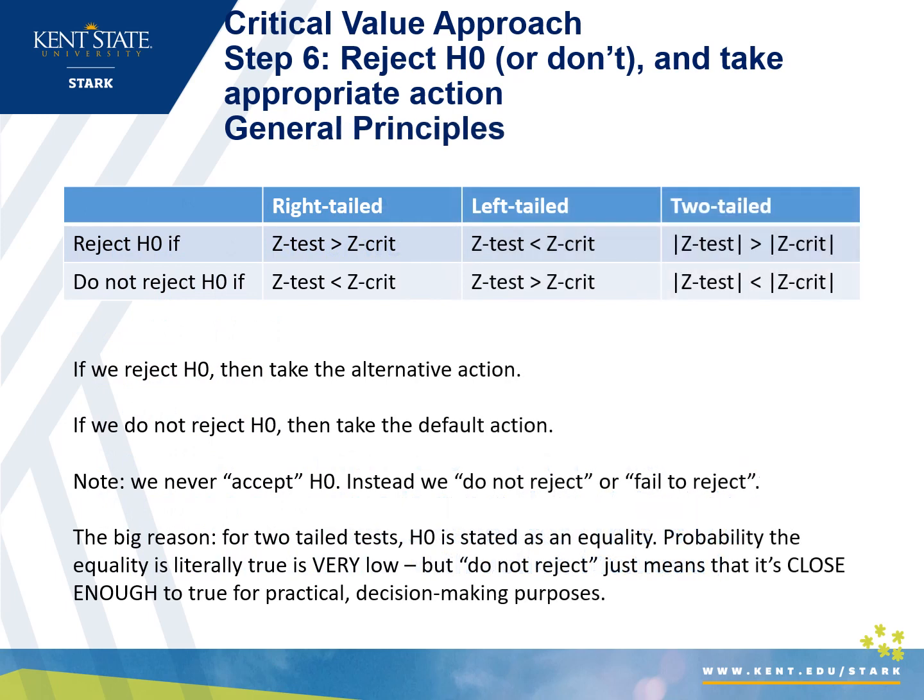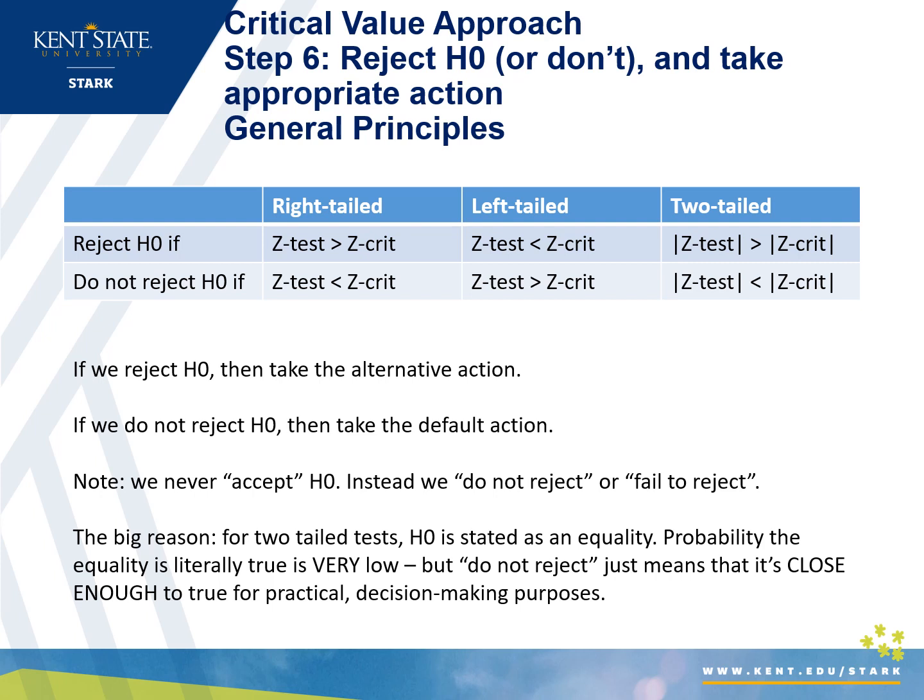Here we lay out the general principles. In short, we reject the null whenever the test statistic is, first, inconsistent with the null hypothesis, and second, sufficiently extreme. That is to say, it's more extreme than the critical value. In a right-tailed test, that means having a very high positive z. In a left-tailed test, that means having a very negative z. In two-tailed tests, it means having a z that has a value very far away from 0, regardless of whether it's positive or negative.